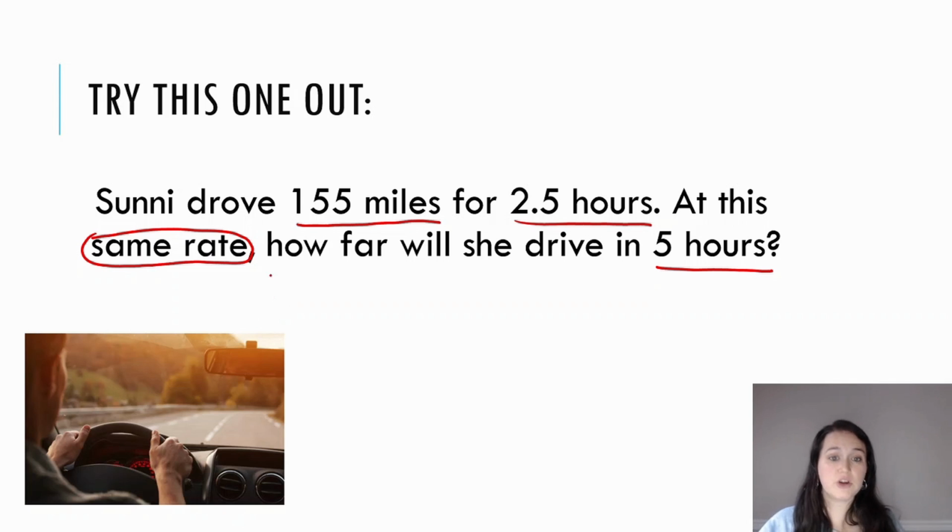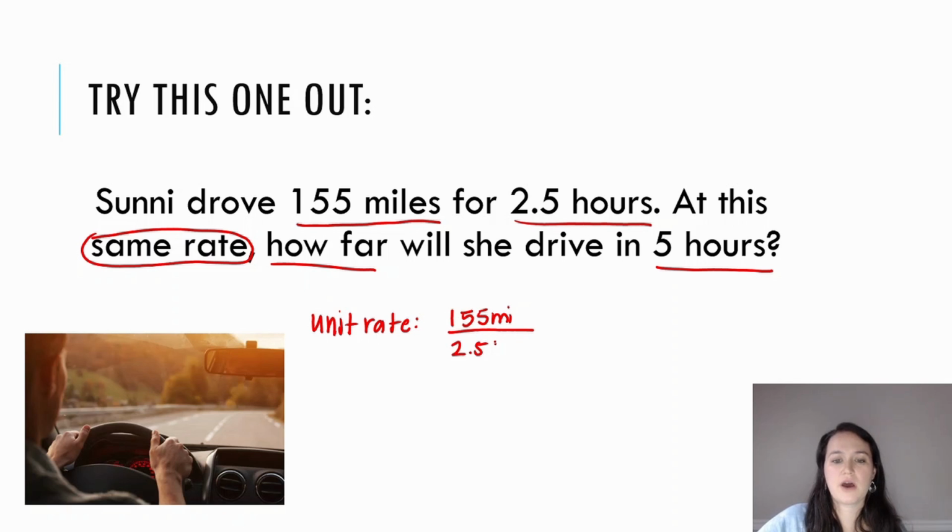We want to find out first, how far does she go in 1 hour? So we want to know the unit rate first. Unit rate. So if I've gone 155 miles in 2.5 hours, let's see what that gives me. 155 divided by 2.5. Okay, so she's going about 62 miles an hour. It looks weird to write it like that. So you can do that or do your miles per hour in MPH, like you might be more comfortable seeing.